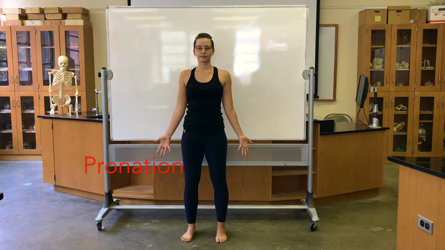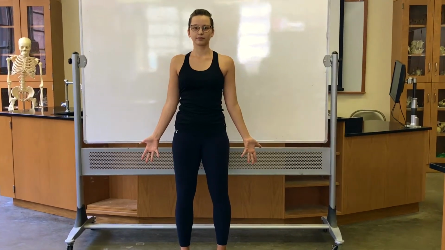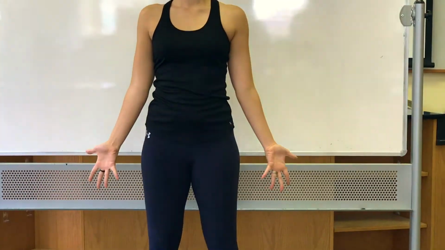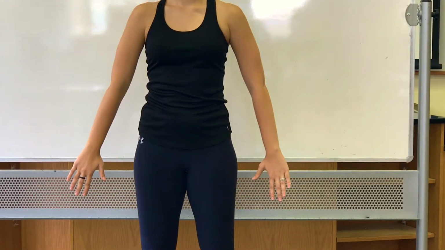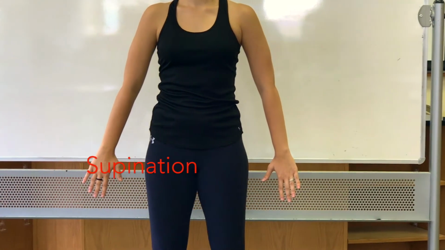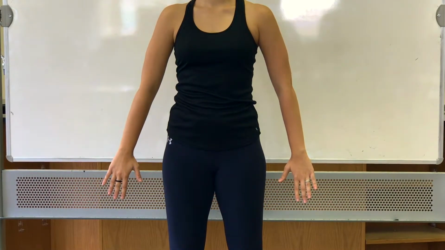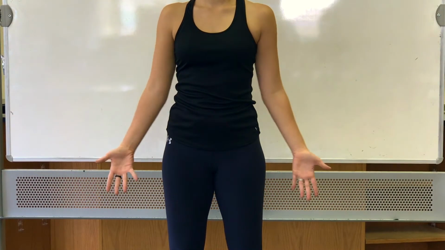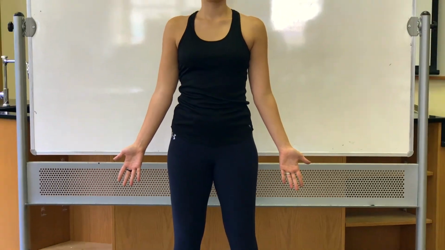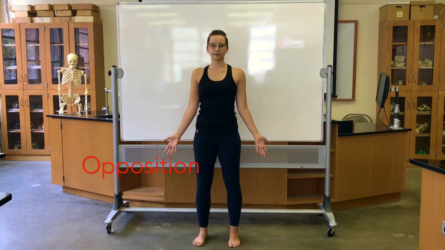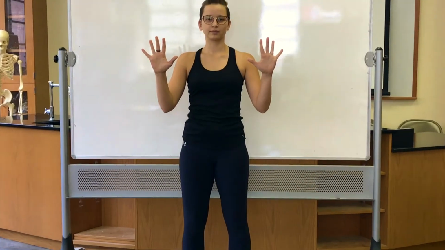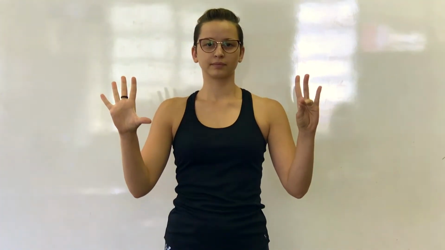Pronation is a rotation of the forearm that turns the arm from anteriorly facing to posteriorly facing. Supination is a rotation of the forearm that turns the arm from posteriorly facing to anteriorly facing. Opposition is a motion that brings body parts together. Opposition of the thumb is demonstrated here.